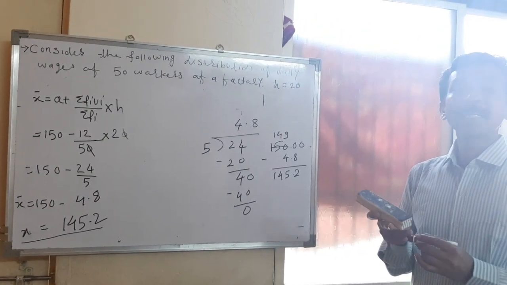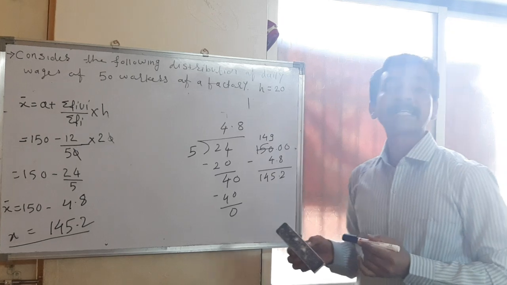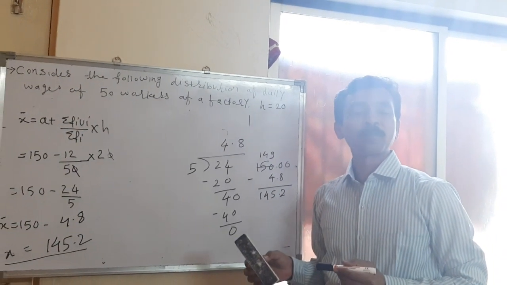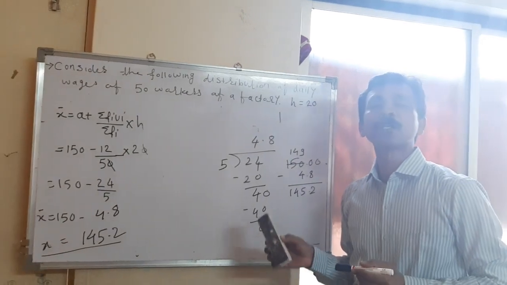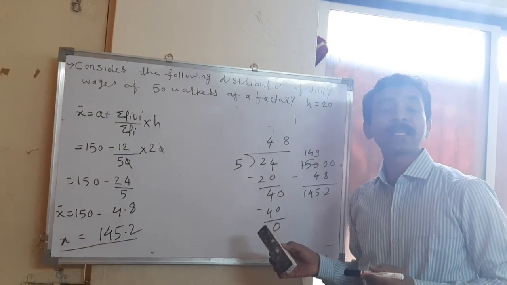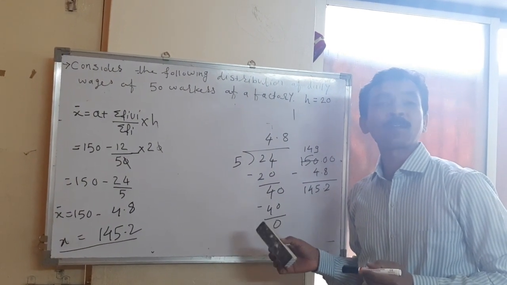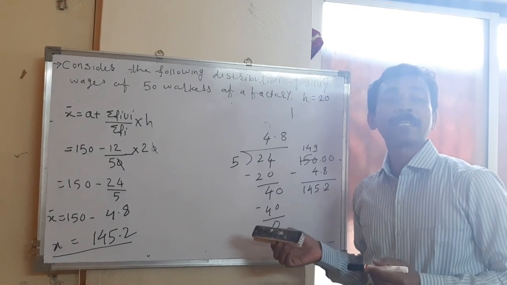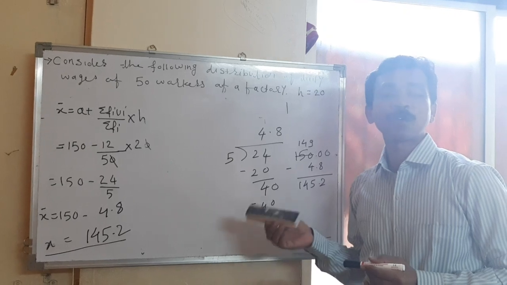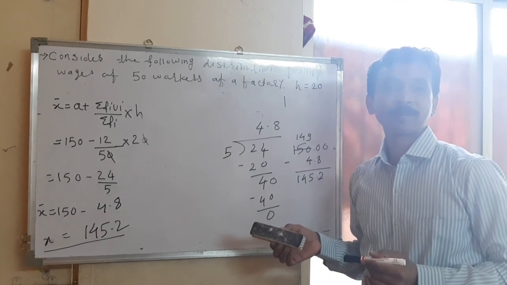So this is the method to find mean using step deviation method. Again, I ask you to go through the whole solution so that you understand each and every part of this sum. So you will find it very easy to solve the remaining sums after I solve few more sums on the board.